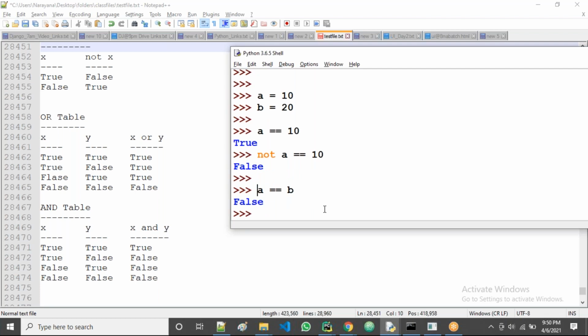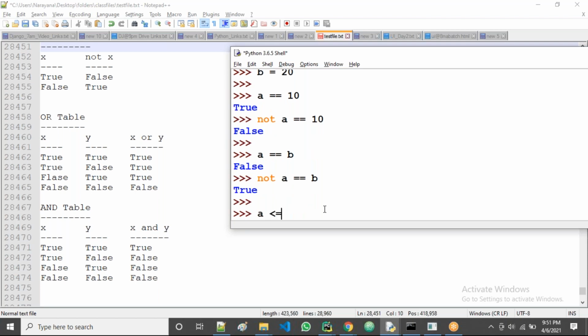False. Now for the same one, I'll take NOT A equal to B. Now is this one true or false? Yes, guys. Okay, it is true, right? True, guys.